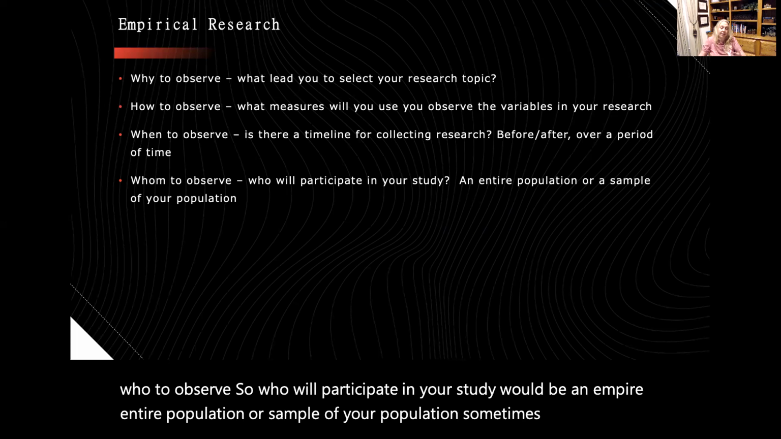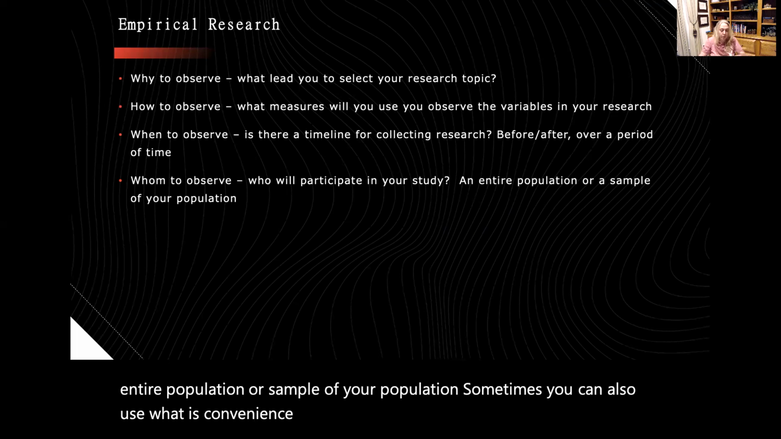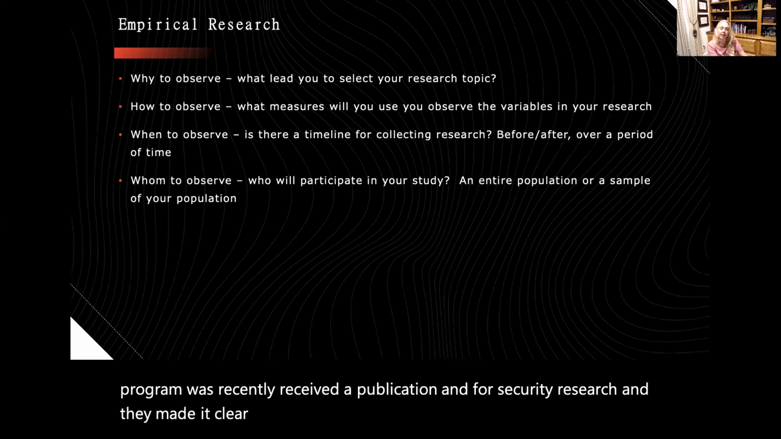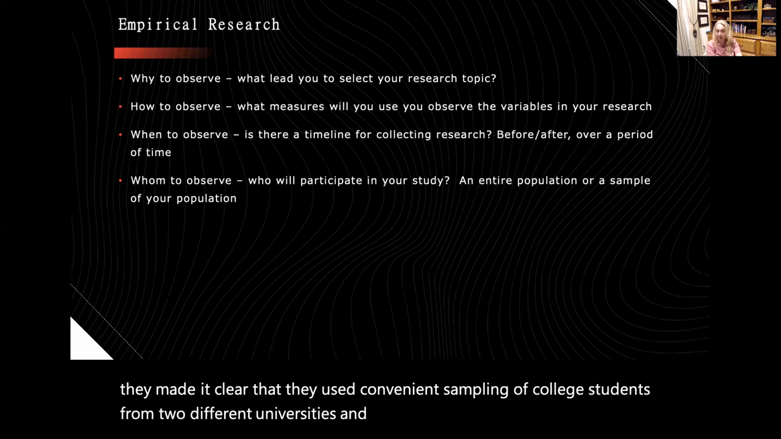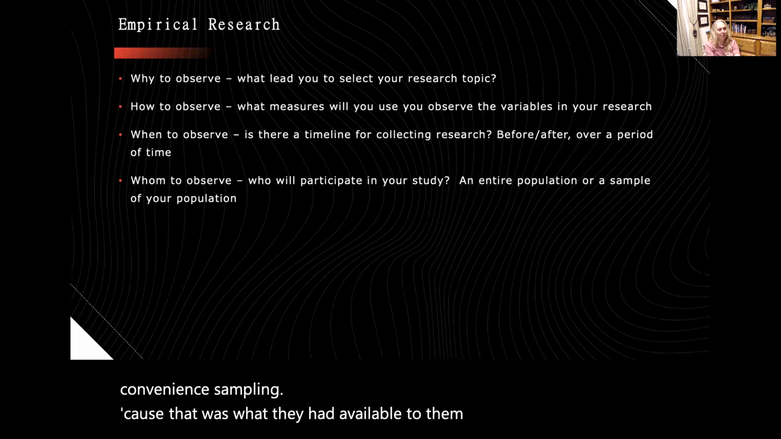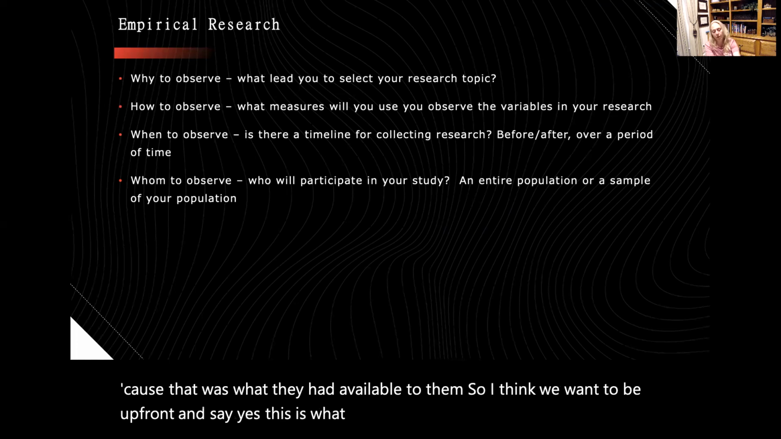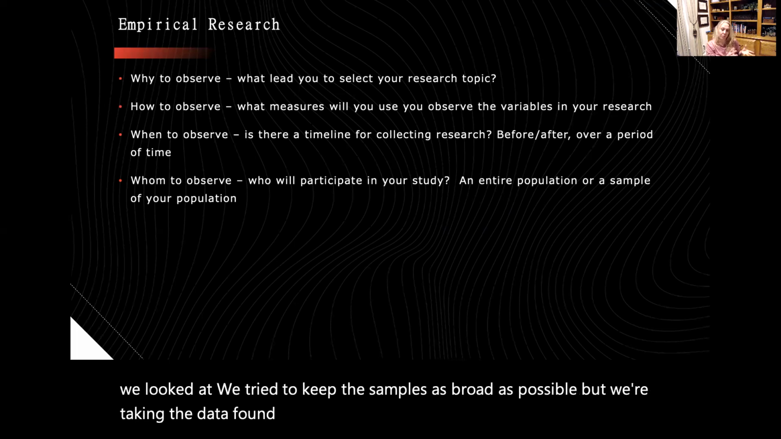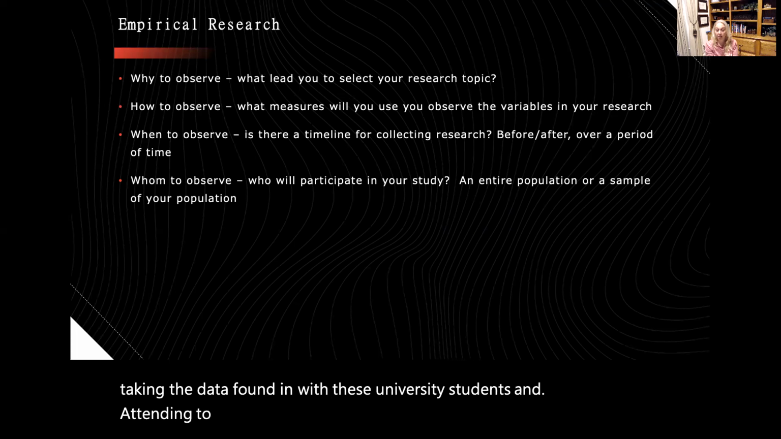Sometimes you can also use what is convenience sampling. Actually, one of your peers in the program recently received a publication for some security research, and they made it clear that they used convenience sampling of college students from two different universities. They acknowledged, yes, it was convenience sampling because that was what they had available to them. So ethically, we want to be upfront and say, yes, this is what was available. We used different universities, we tried to keep the sample as broad as possible, but we're taking the data found with these university students and attempting to apply this to the general population.